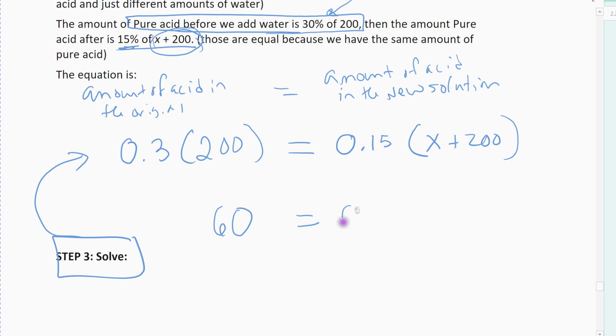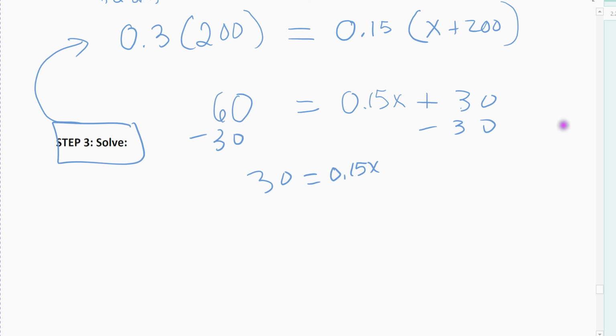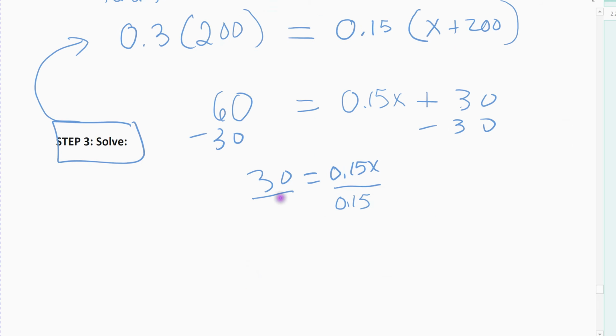And so I'm going to multiply through here, so I take my 0.15 times x plus my 0.15 times 200, which is 30. I solve for x, so subtract 30 from both sides. So over here, I'm going to get 30 equals 0.15x, and then the last step is to get rid of that 0.15 by dividing by it. And so 30 divided by 0.15 comes out to, so I actually have to double it.